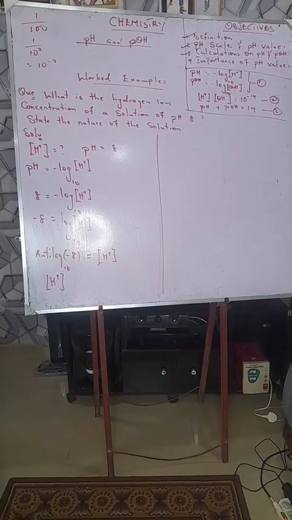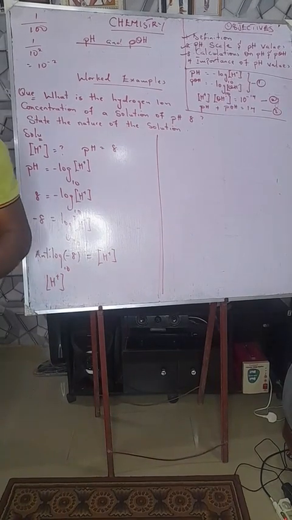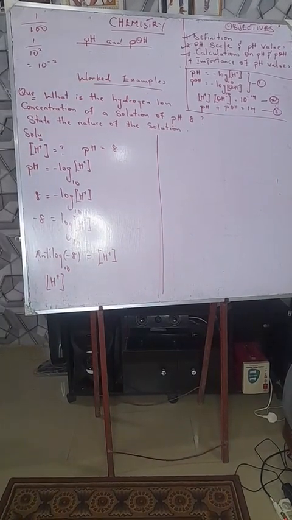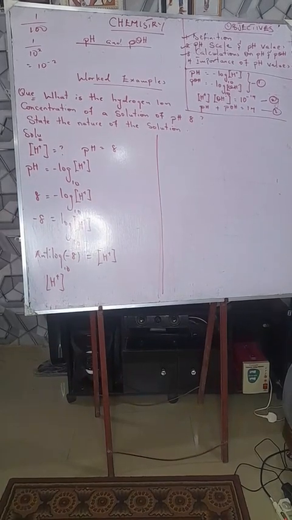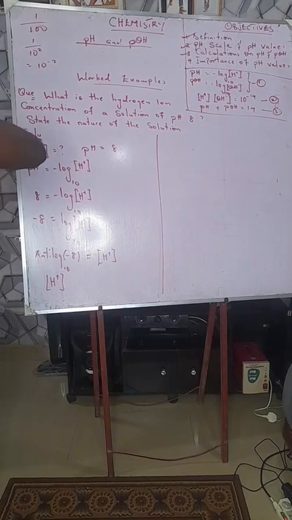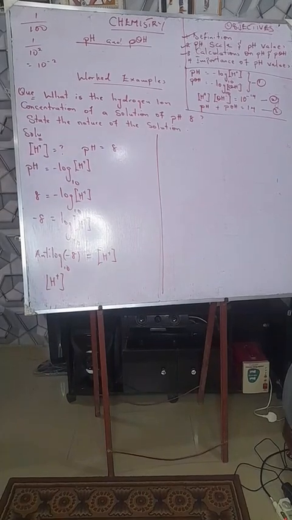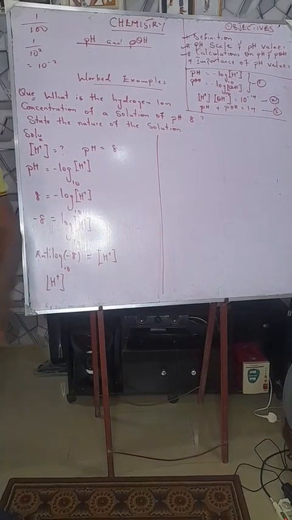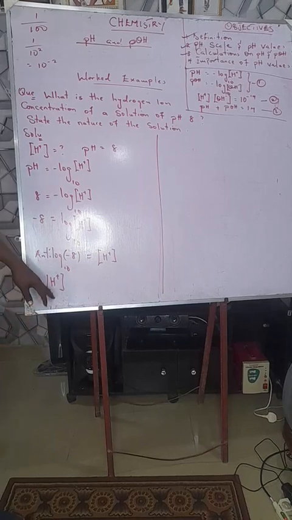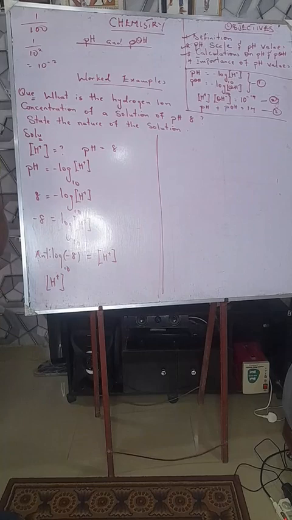You press second function, then log. You will now see 10 raised to the power of minus something. So press your second function, or maybe shift. I don't have a calculator here, but you press your second function and press log.